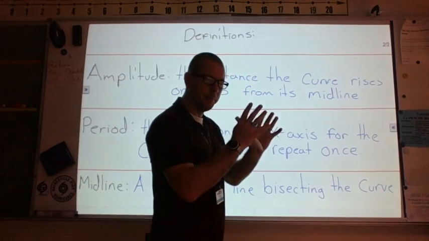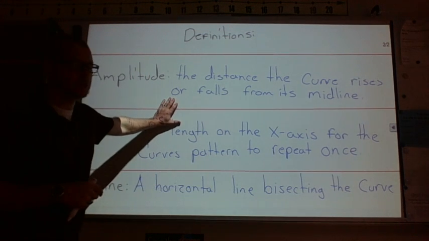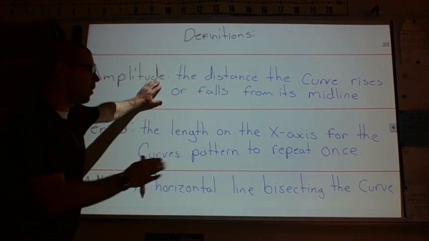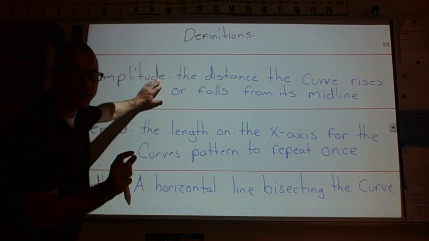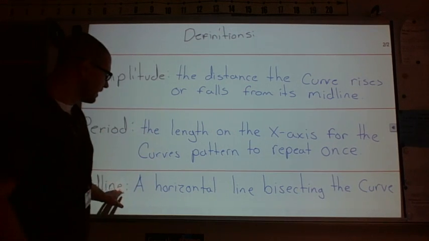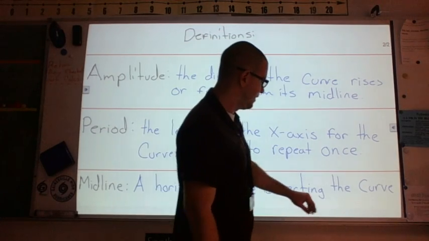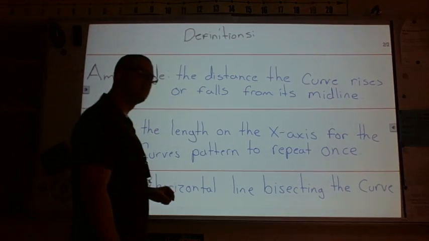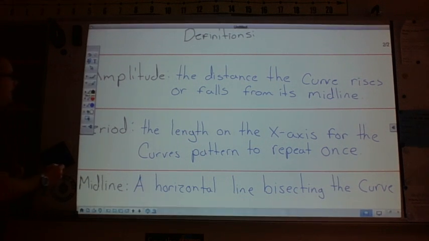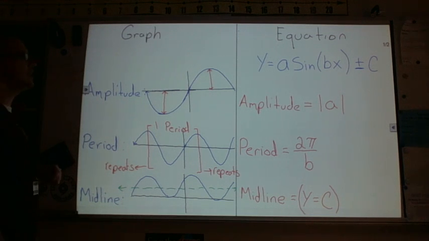So we're looking to box in that repeated pattern. So those waves that we saw on sine and cosine. We're looking for what length would I have to go on the x-axis to box that in. So I have one repetition. And then the midline is a horizontal line bisecting, or cutting in half, the curve. So let's look at what these actually look like in terms of the equation and the graph.